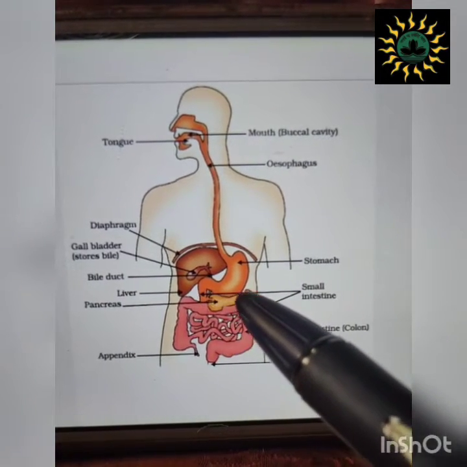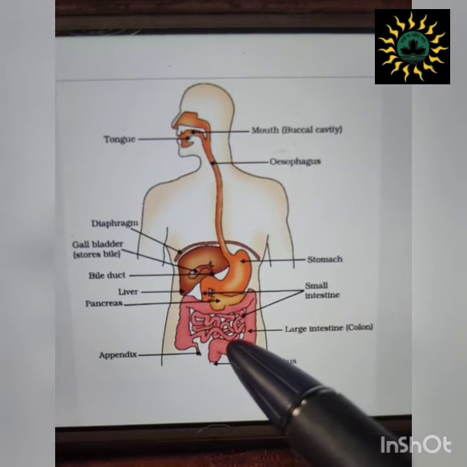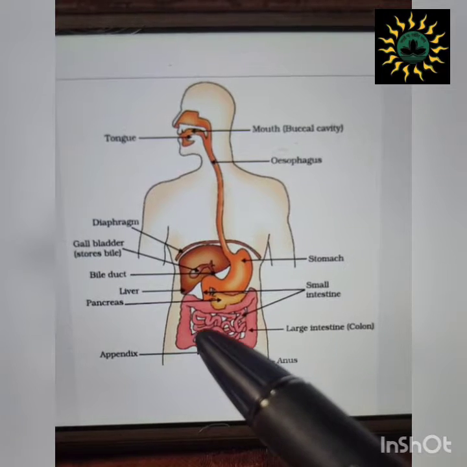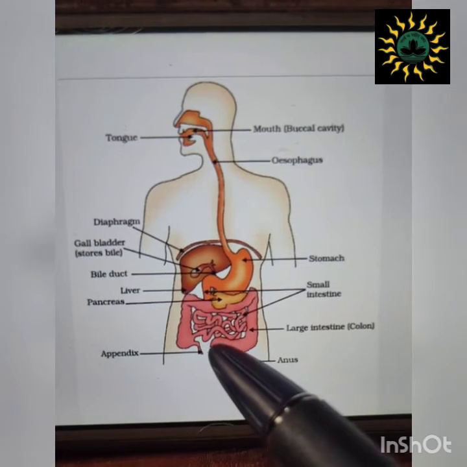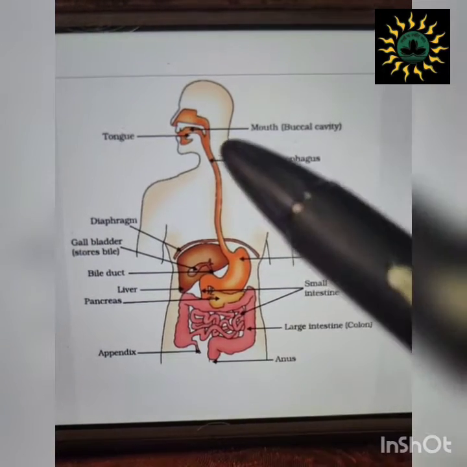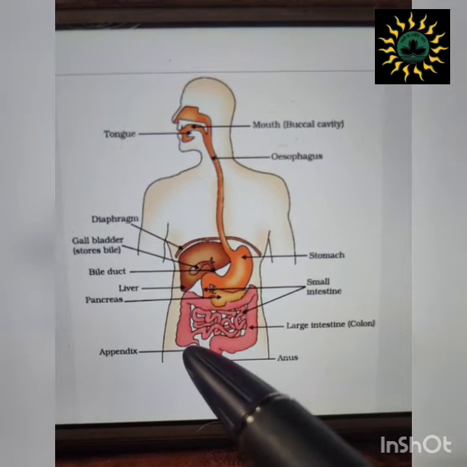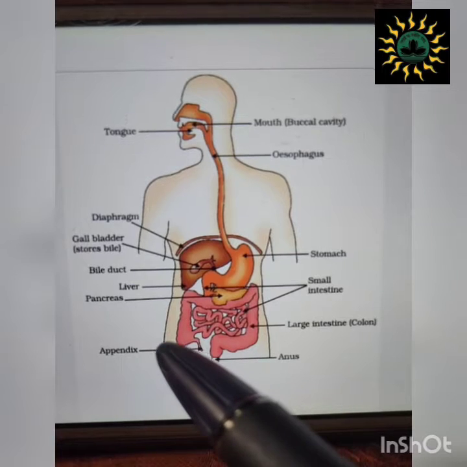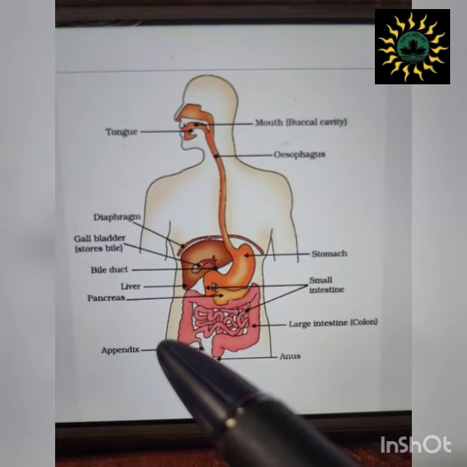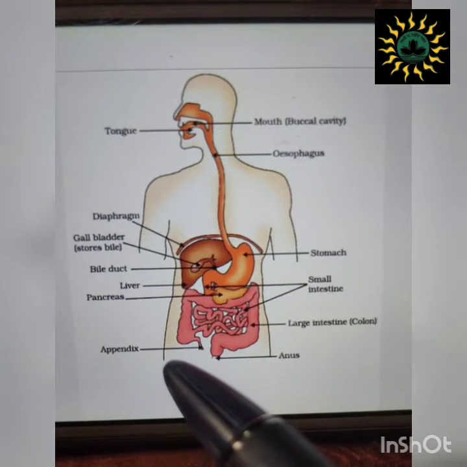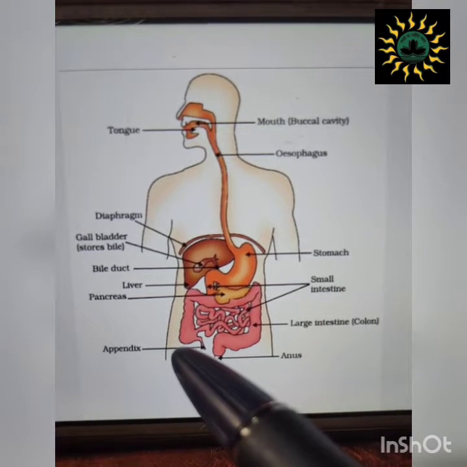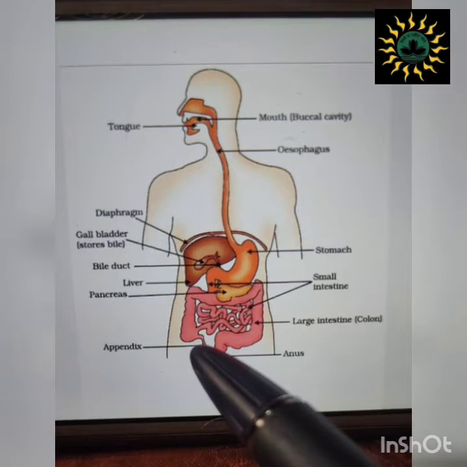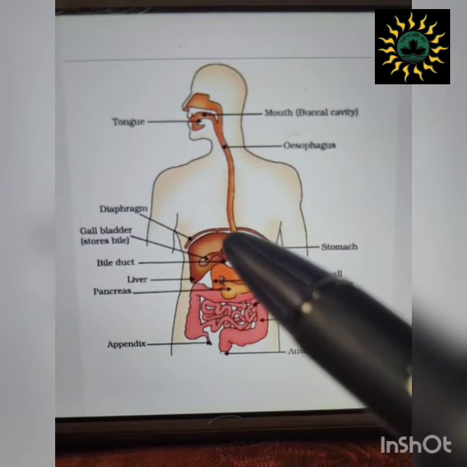Then comes the large intestine, and from the large intestine, this is the colon, and the last part is the anus. Now, the appendix is also a part of the large intestine, but this is basically a vestigial organ. That means at one point of time it had some work in the body, but nowadays it has no work in the body. But it has still stayed on and hence is called a vestigial organ. So, this is our alimentary canal.